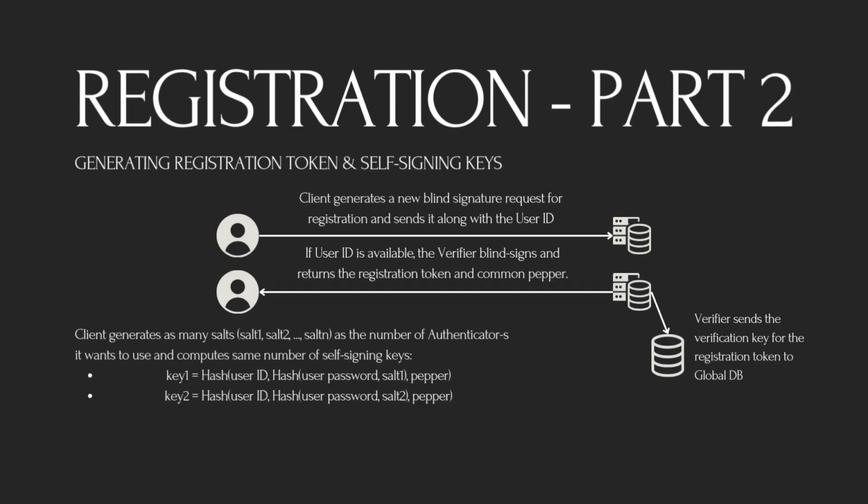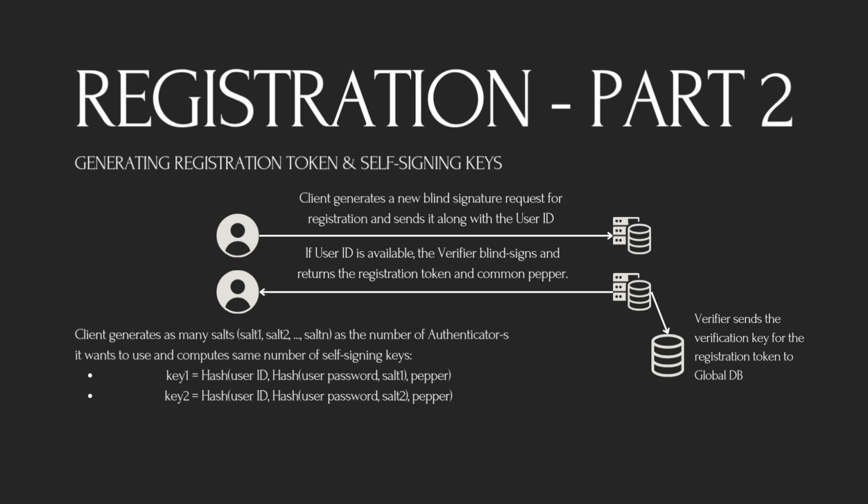Moving on, the client takes the user ID and generates a time-bound blind signature request using the Coconut credential scheme, with the username as the blinded subject and the scope set to access registration. It then sends the user ID and the blind signature request to the verifier. The verifier checks the user ID in its local database.